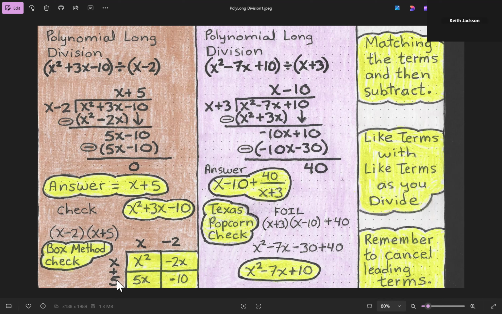And then let's go ahead and move on to 5 right here. So 5 times x will give us 5x. And 5 times a negative 2 will give us a negative 10. So we have our negative 10 right here as well.